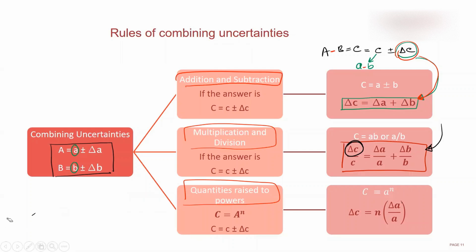When we need to find quantities raised to a power, for example, if you want to find A to the power N, again we can write this as a measurement or average value plus or minus a delta C. To find this C, that will be simply A to the power N. To find this delta C, we have an equation again, N times delta A over A. So we can use this equation to find the uncertainty.